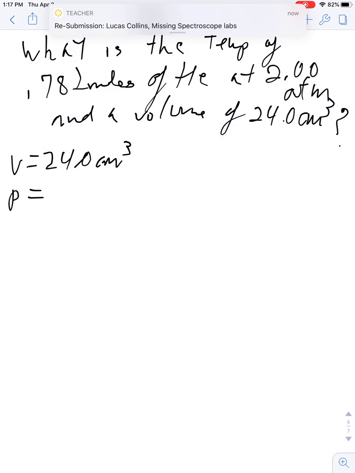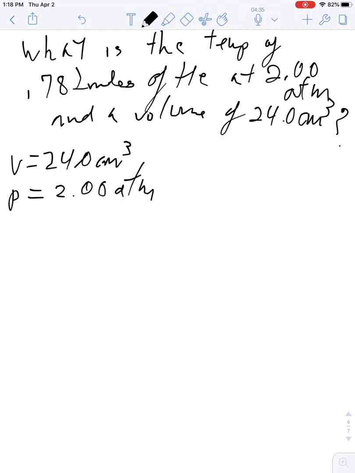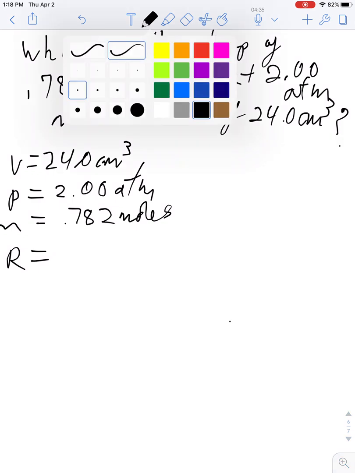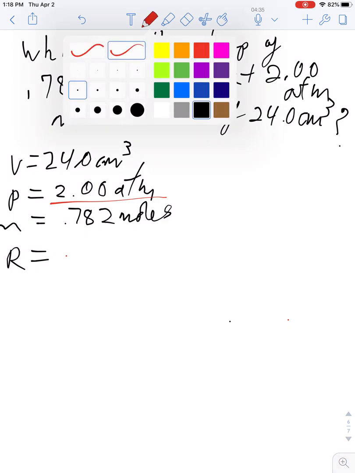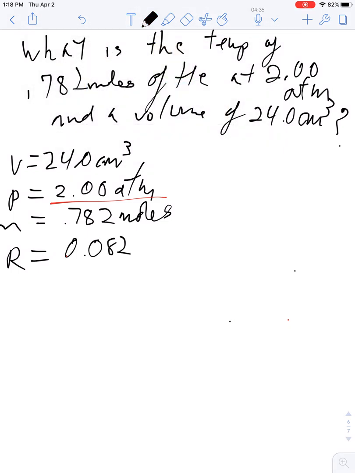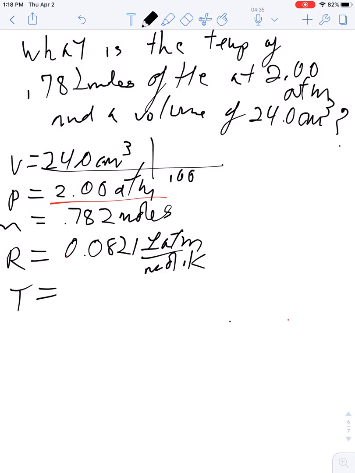Our pressure is 2 atmospheres. Our moles is 0.782 moles, and because our pressure is in atmospheres, we're going to have to use the R value in atmospheres. Okay, we're going to find our temperature. Oh, volume has to be in liters, so we have to convert that. 1,000 cubic centimeters is 1 liter. Okay.